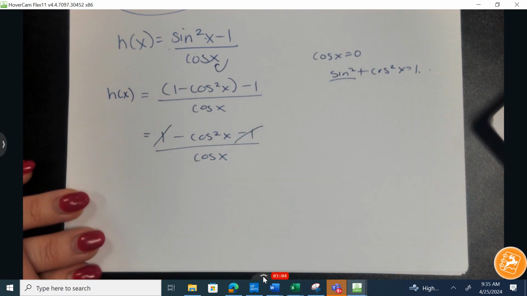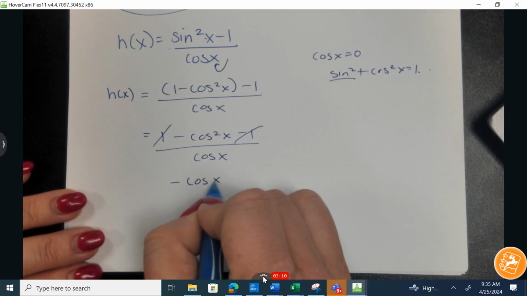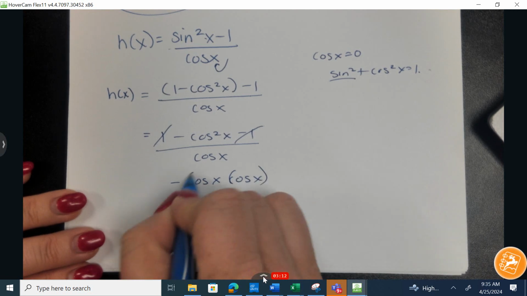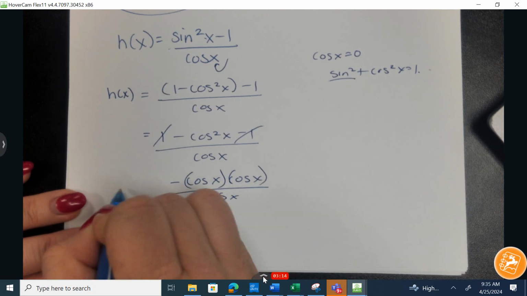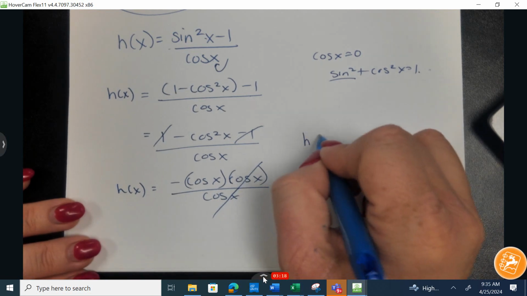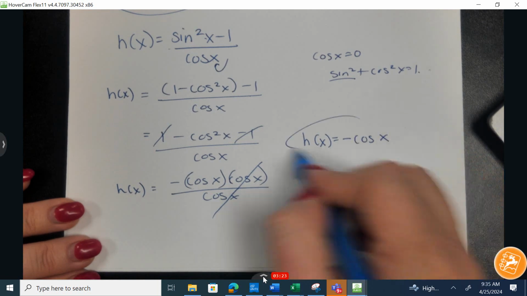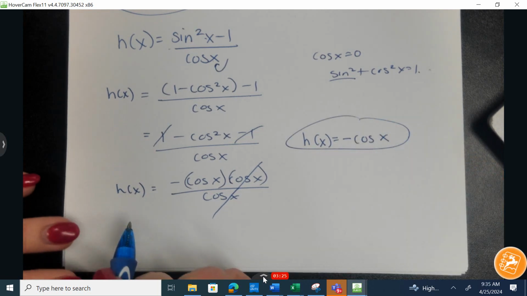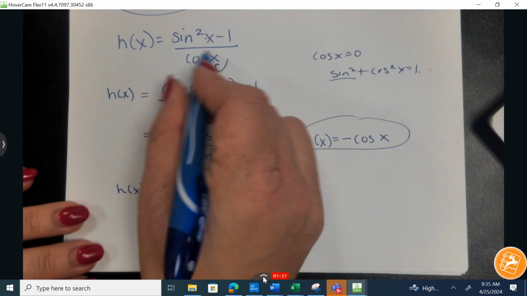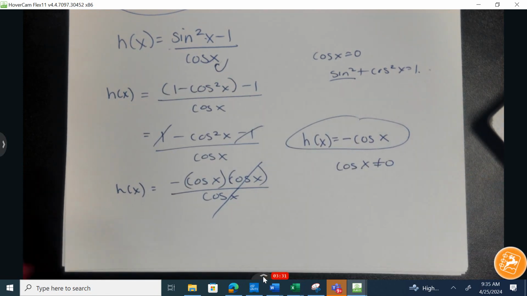The 1s are additive inverses. They combine to 0 and cancel out, and then now I have negative cosine squared. Well, cosine squared is cosine times cosine all over the cosine of x. And so they're going to simplify, and I'm left with h of x is equal to negative cosine of x. But what we have to keep in mind, just like we adjusted the domain for part A, is that the denominator can never equal 0. So the cosine of x can never equal 0.